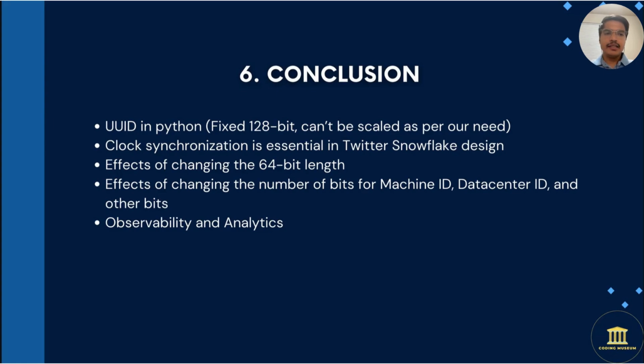At last, enhancing observability and analytics is crucial for ensuring the reliability and performance of the distributed unique ID generator. Future work could focus on integrating structured logging, distributed tracing, and real-time monitoring to detect bottlenecks and anomalies. Additionally, leveraging analytics on ID generation patterns can help optimize system efficiency and detect potential misuse.